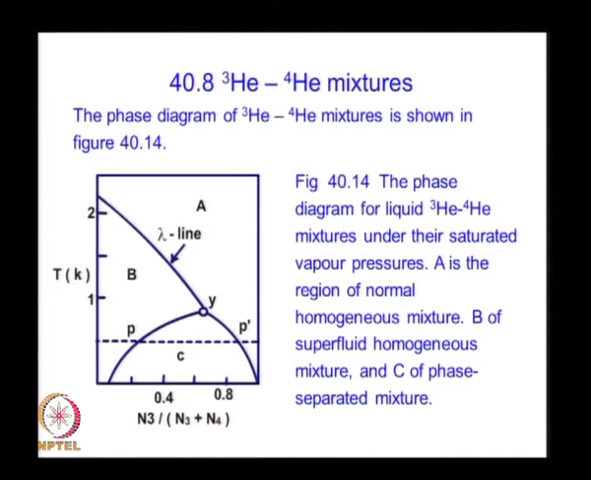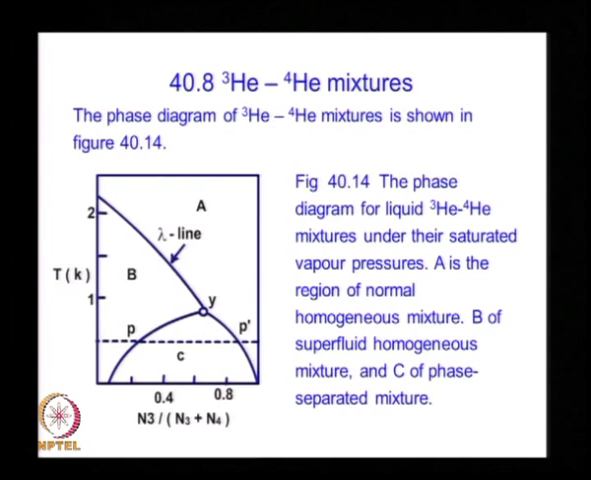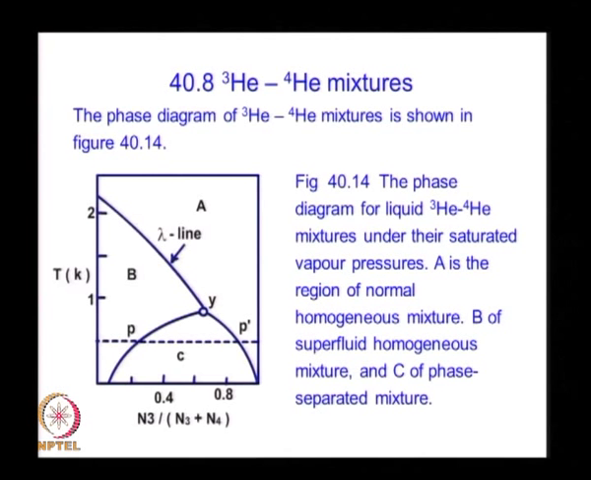Next, we consider another interesting aspect, namely that of helium 3, helium 4 mixtures. What happens when you mix helium 3 and helium 4? The phase diagram of such mixtures is shown in figure 40-14. A is the region of normal homogeneous mixture, B is the region of superfluid homogeneous mixture, and C of a phase separated mixture.